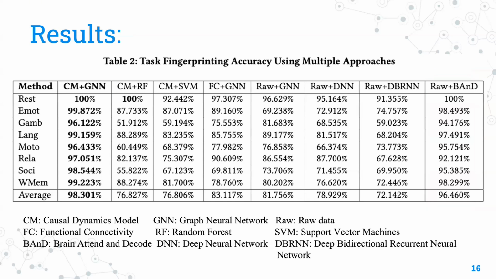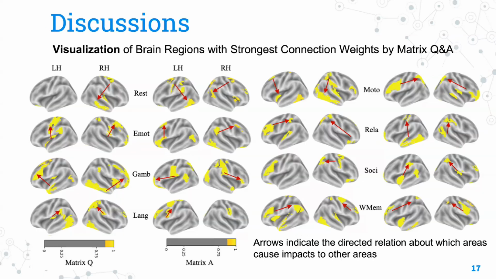Our method works very well in task fingerprinting. This shows the potential of our approach for wide use in brain activity analysis. Our approach visualizes the impact of different tasks on brain regions. The figure shows the brain regions with the strongest connection weights in each task through matrix Q and A. Arrows indicate the directional influence between regions, illustrating which areas have significant causal effects on others across different tasks. These visualizations clearly provide support for further analysis of brain activity patterns.